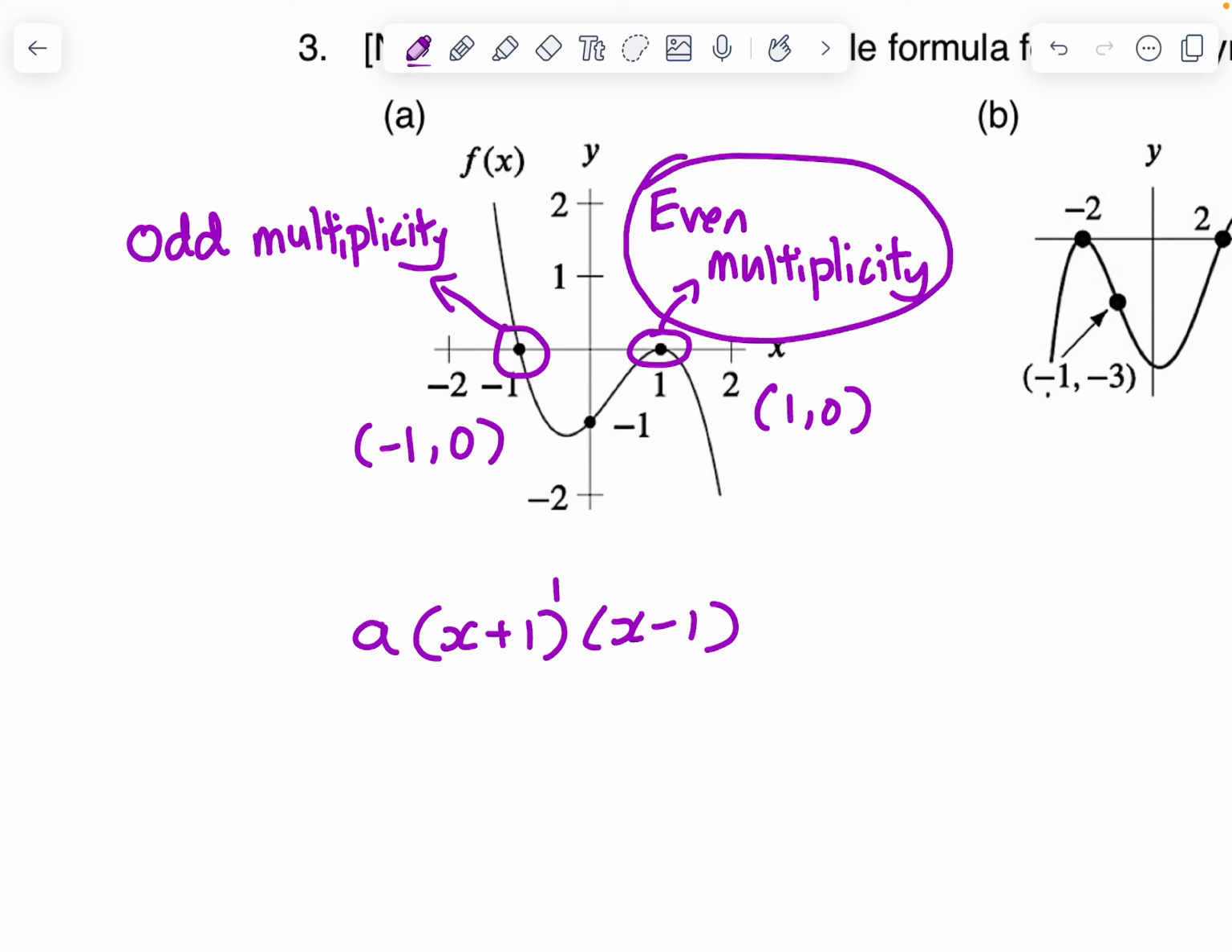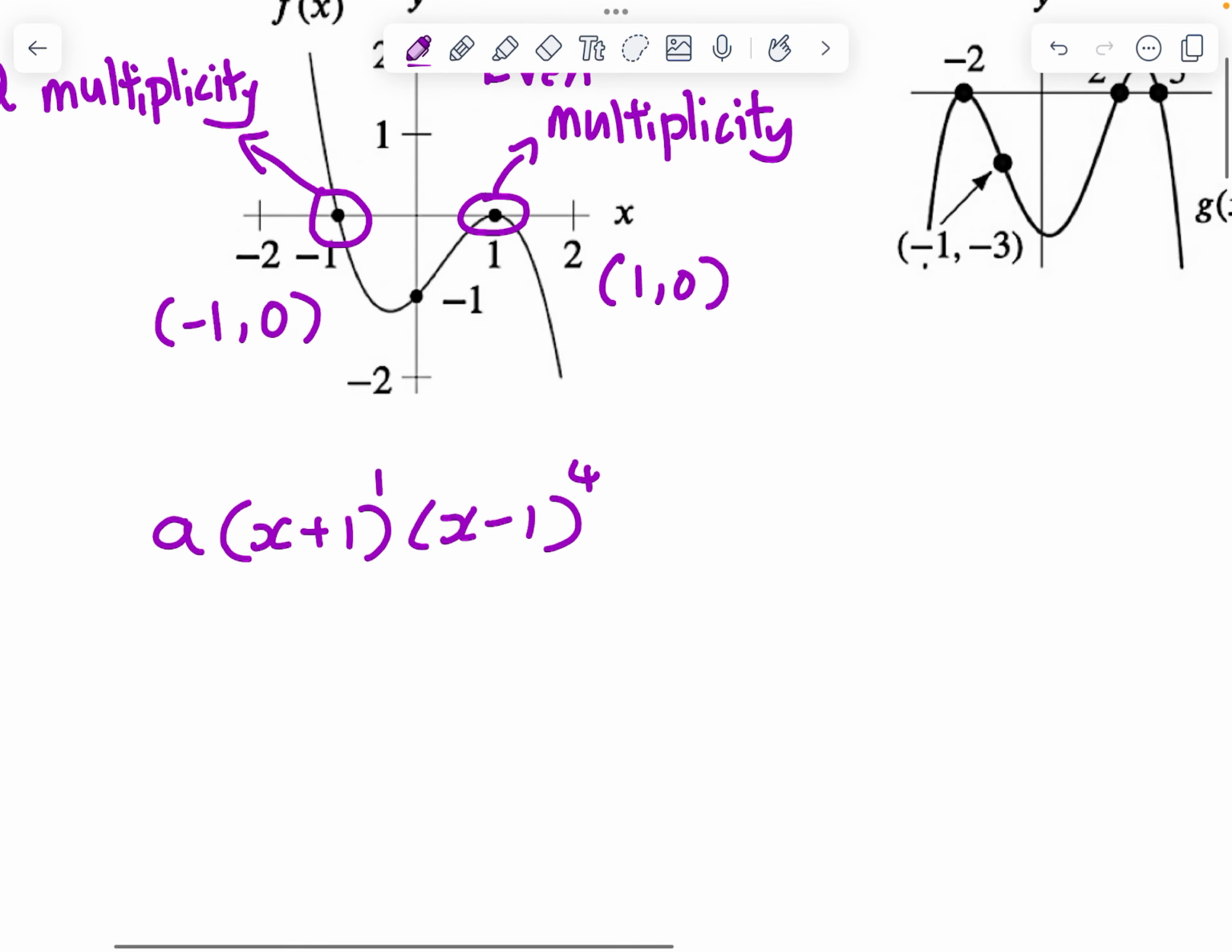And then we have even multiplicity where it bounces off. So we know that this is going to be either 2, 4, 6, or 8, and you get what I mean. The power is definitely going to be even.